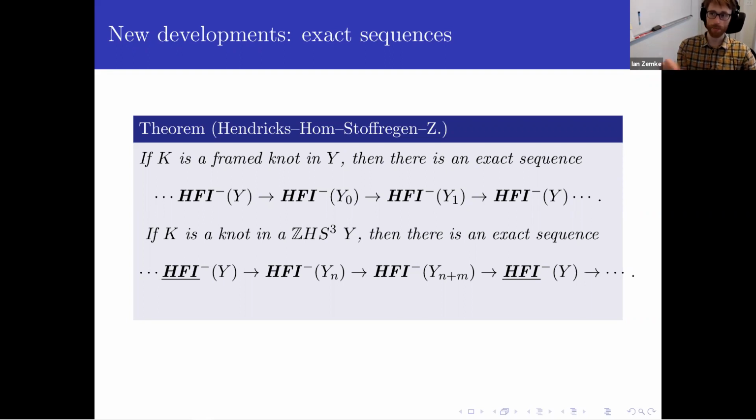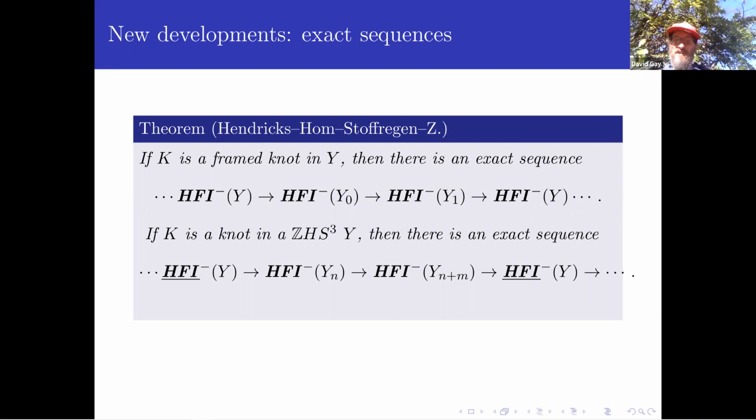It increments the framing by M. And then the third group you need is some twisted version of it. I guess this formula might not really speak to you, but the important thing is that this is the main ingredient in the mapping cone formula, this exact sequence.